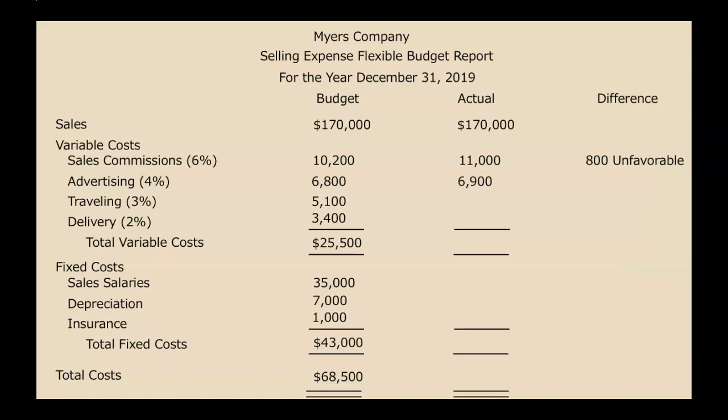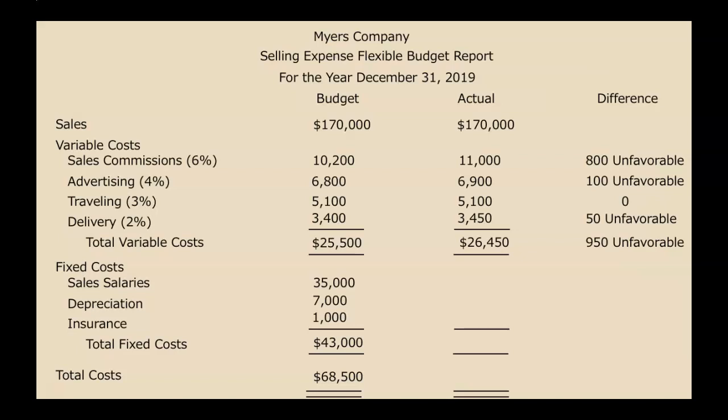Advertising is $6,900, so that means we're at $100 unfavorable. Traveling, we got that spot on. It's $5,100, so we don't have any difference there. And delivery was $50 more than what we thought, so $50 unfavorable. We add up our total variable costs, we get $26,450. That's a total of $950 unfavorable, right?